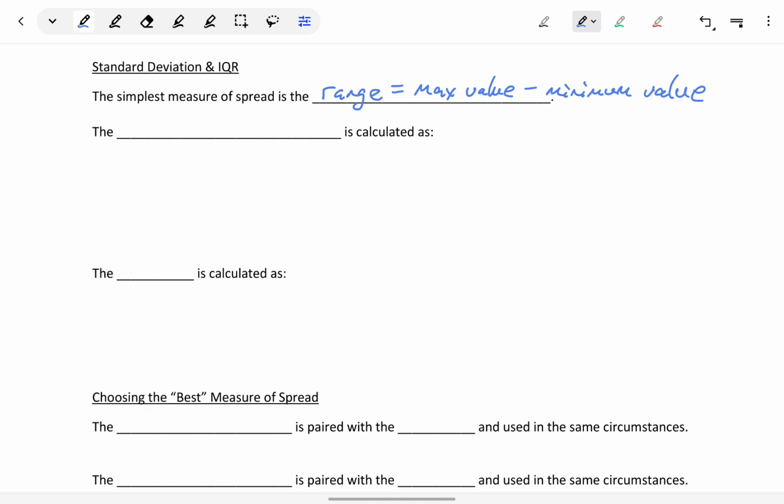But what we use more commonly in statistics are some better measures of spread that tell us more about how the data values are spread out around the center of the data set, rather than just the distance between the smallest and largest. The first of those is the standard deviation.